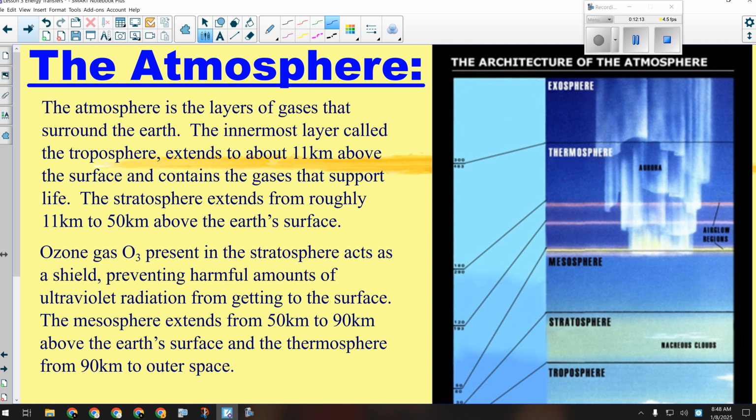All right, so I'm not worried about you knowing the layers of the atmosphere. I don't care. I'm not going to ask you about the troposphere or the stratosphere. I want you to understand that the atmosphere is important for capturing and transferring thermal energy. It is the most important of the 3 parts. The greenhouse effect, certainly that's an important part of it.